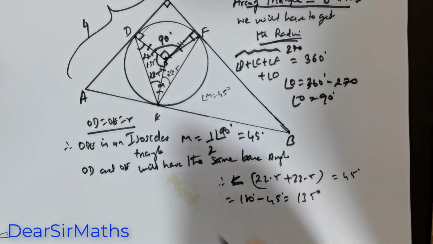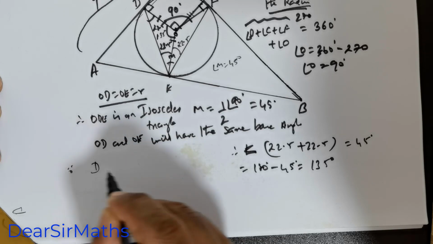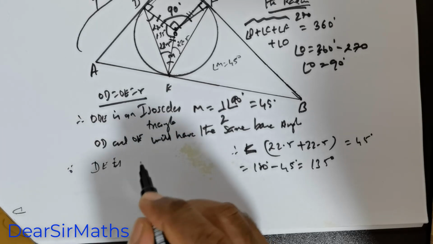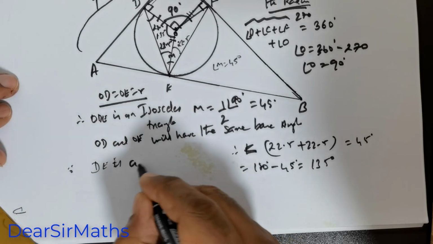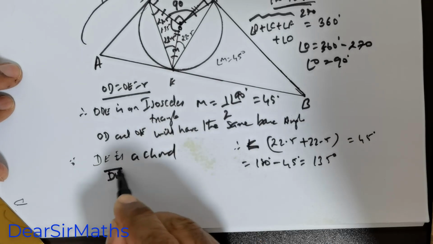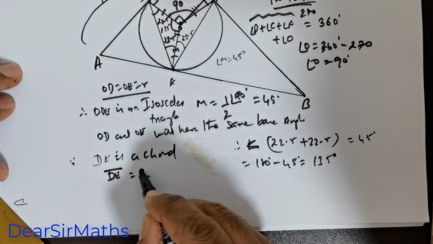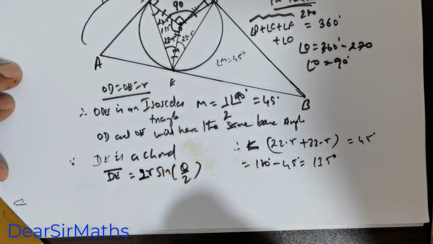Fair enough, right? Now what is DE? DE is a chord. Since DE is a chord, let me write that down. So what is the length of DE? That's nothing but 2 times R sine of theta divided by 2. That's a formula.